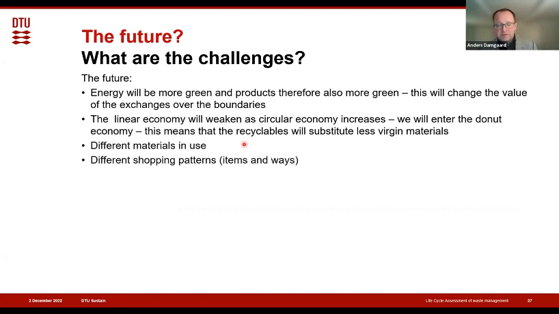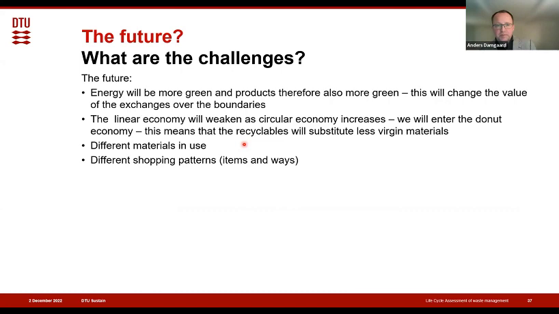We will have different materials in use. That might mean that the technologies we have now are not there to take care of the materials that are coming. This is one of the big issues right now, that we introduce new materials faster than we can make technologies that can make sure to recycle them back into the loop. So this is where we need to make sure we design for circular.